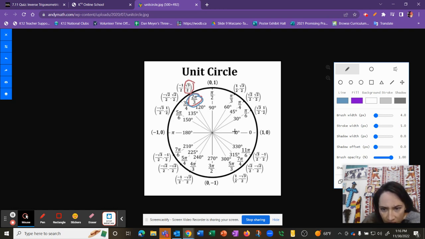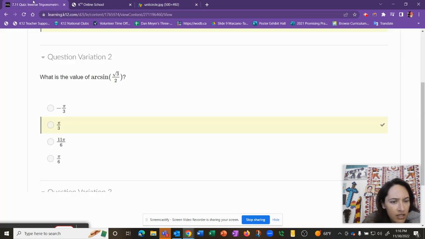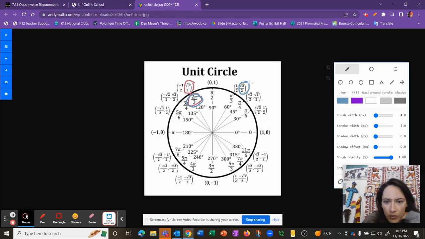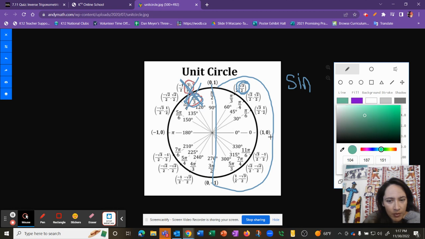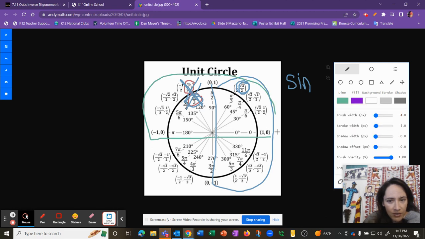So we have to go over here. Is that right? Did I look at the right one? Root 3 over 2, yes. Root 3 over 2 is over here. This was too far. This was outside the domain. So we were looking for just this half of the unit circle for sine. If we were talking about cosine, we would be looking for this half of the unit circle for cosine.